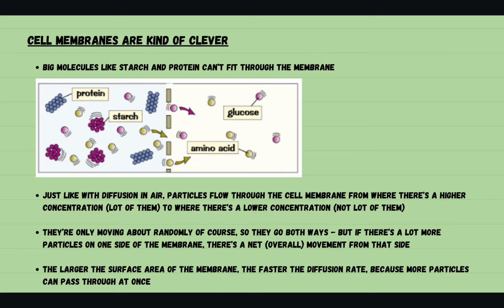They're only moving about randomly, of course, so they can go both ways. But if there's a lot more particles on one side of the membrane, there's a net, which means overall, movement from that side. The larger the surface area of that membrane, the faster the diffusion rate, because more particles can pass through at once.